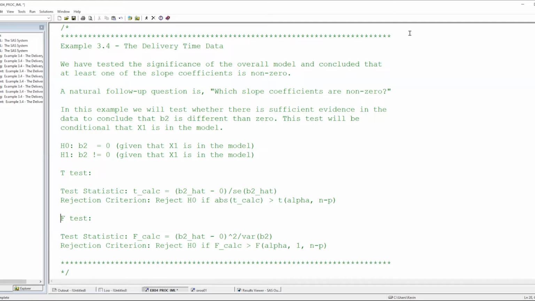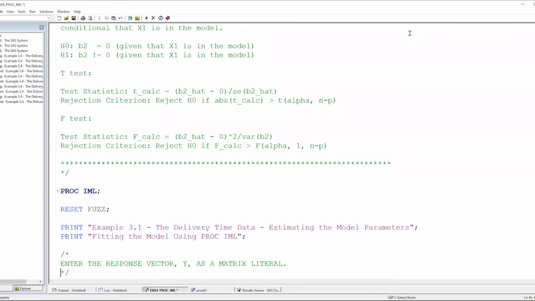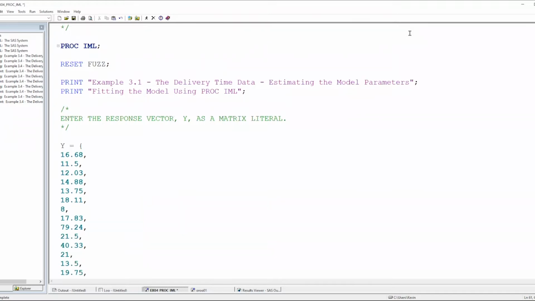All right, so let's scroll down and take a look. In this first analysis, this first approach, we're going to use PROC IML, the interactive matrix language, to perform the analysis. And what I'm going to do is append the required calculations for this follow-up hypothesis test to the previous program where we tested the significance of the overall model.